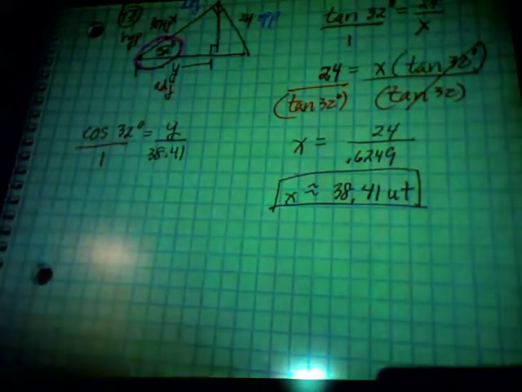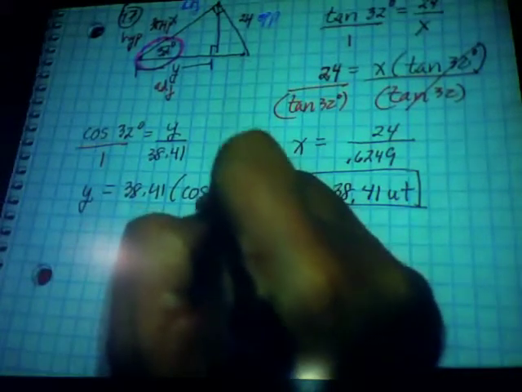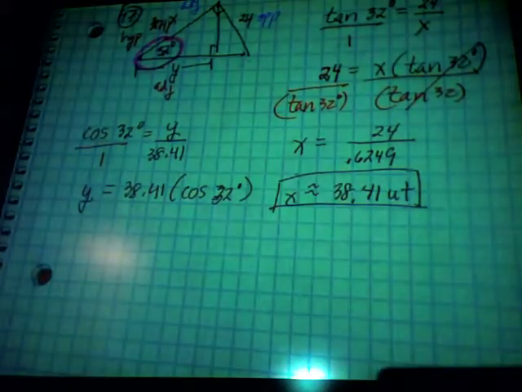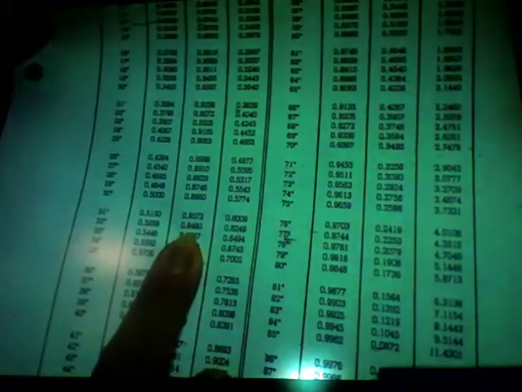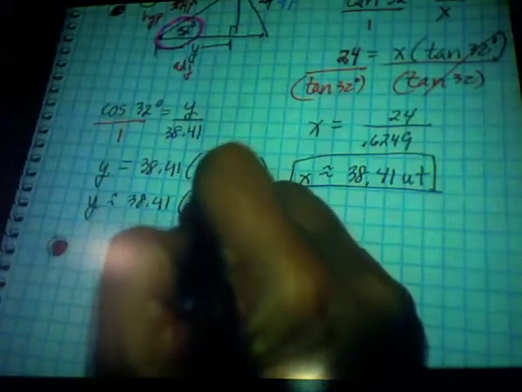Because my variable is in the ratio, I will cross multiply, turn this into a proportion. So 1 times y is y, and then 38.41 times the cosine of 32 degrees. Cosine of 32 degrees is different, so we have to look it up in the table, right? So look up 32 degrees again. Here it is, but cosine is the middle column. So this time we're putting in 0.8480. So replace it with 0.8480 and use your handy dandy calculator to multiply.